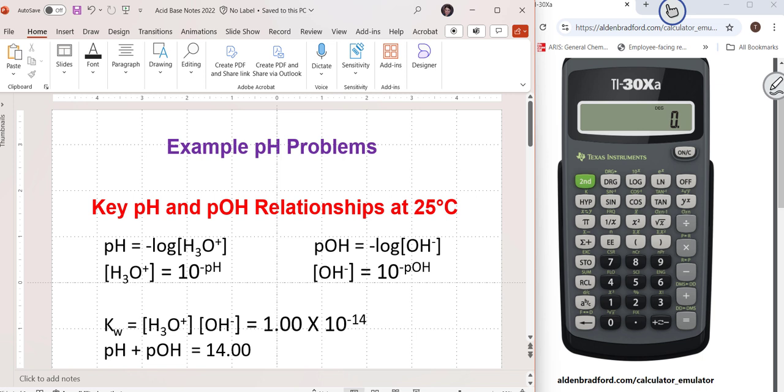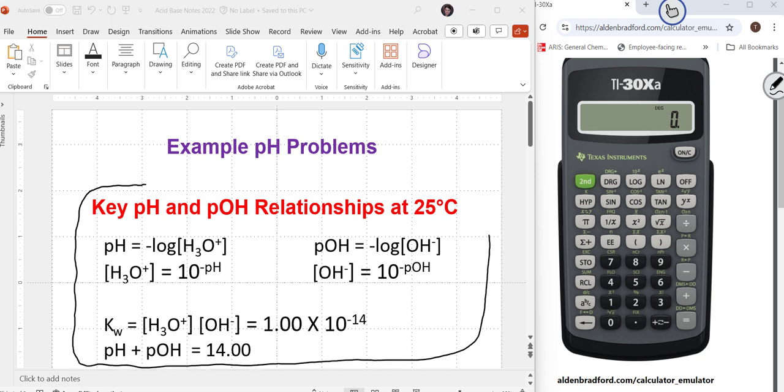Class, this is Dr. Selby here, and today I'm just going to solve two example pH problems. Before I get started, I just wanted to point out some key relationships for pH calculations, mathematical calculations. This is something that you would be able to write down and keep handy while you're solving these types of problems.